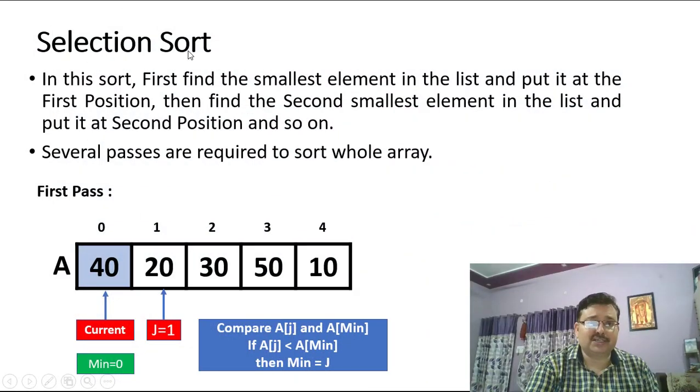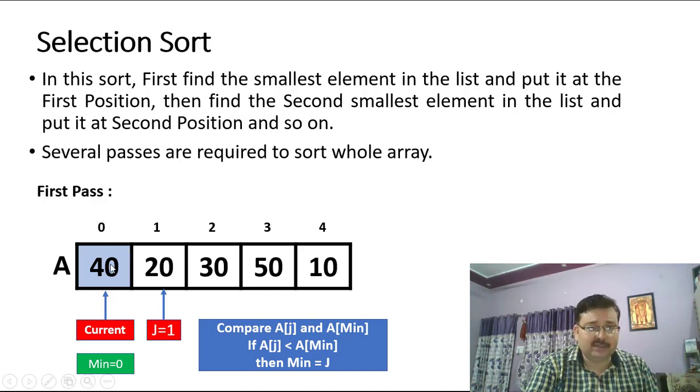Why do we call it selection sort? In bubble sort, we see the element shifted to the end like a bubble. But in selection sort, as the name suggests, selection means to select something. So in this sort, first find the smallest element in the list and put it at the first position. Then find the second smallest element and put it at the second position, and so on. To do this, several passes are required to sort the whole array.